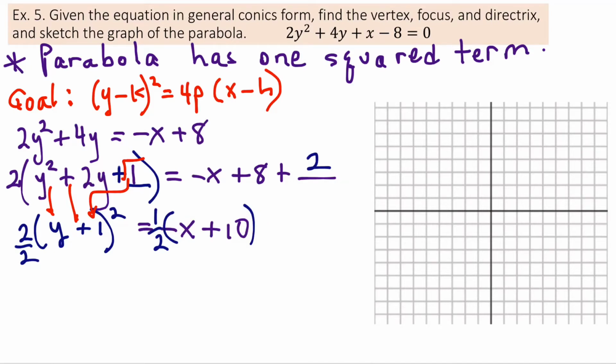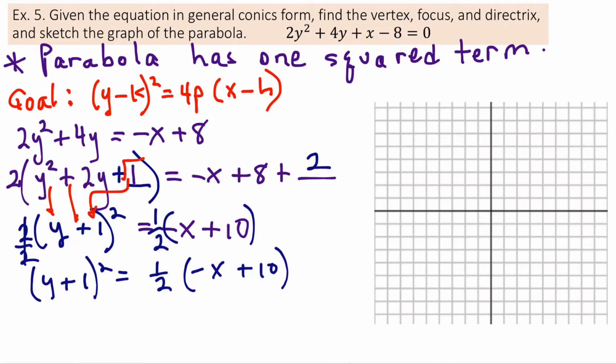All right, so let's finish getting this in the correct form. So now this is gone. On the left I've got y plus 1 squared, and I've got the 1/2 out front, but the problem is I've got a negative in front of the x, and I don't want a negative in front of the x. I want a positive in front of the x. So I'm going to factor out that negative out of both of these terms and put it out in front here. So that will be the last thing I need to do.